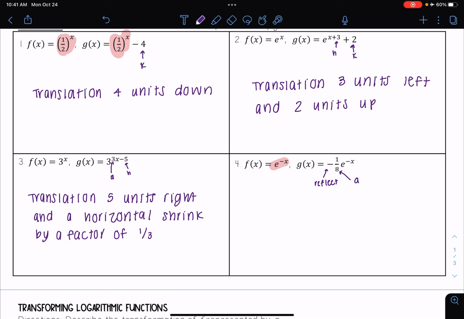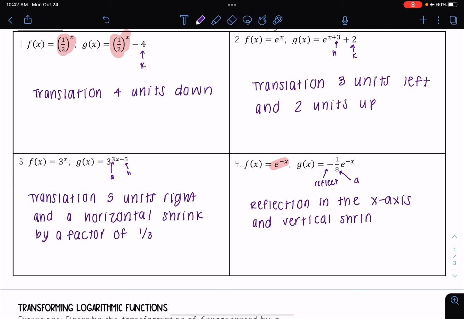So I can say this is a reflection in the x-axis, since there's a negative out in front. And since I'm multiplying the whole function by 1/8, this is a vertical shrink, because it's 1/8. Vertical shrink by a factor of 1/8.